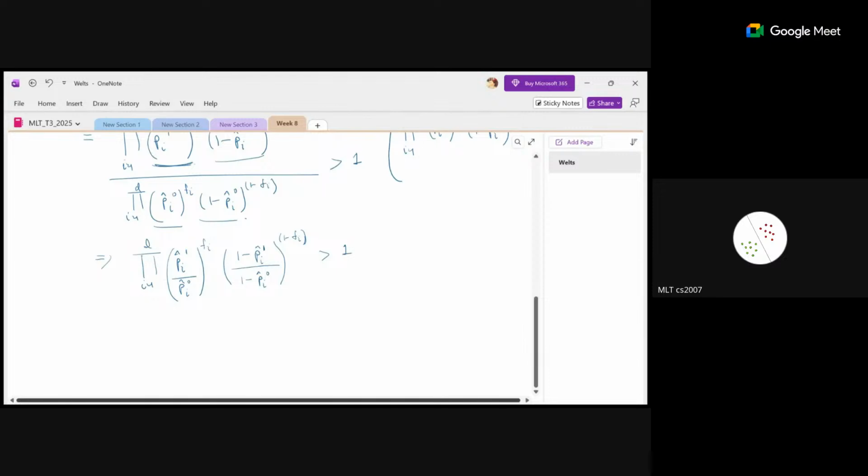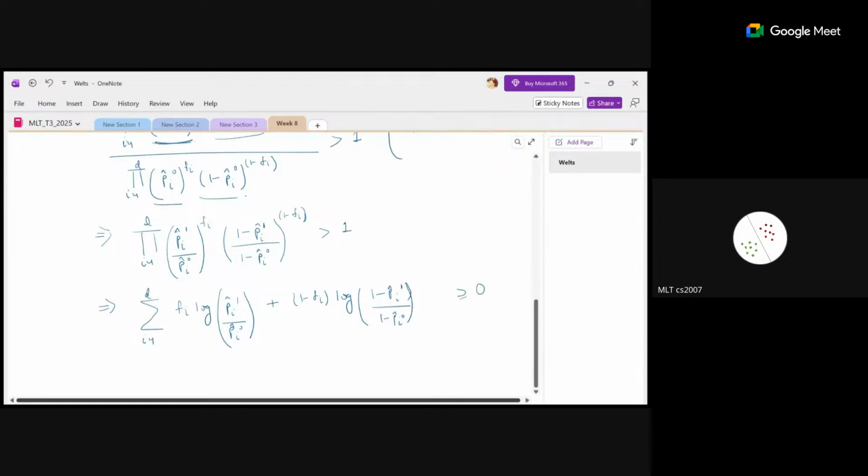Now, if we take the log, my product will get converted to summation, and I can write this to be the sum over i varying from 1 to d of fi log of pi hat of 1 divided by pi hat of 0, plus 1 minus fi log of 1 minus pi hat of 1 divided by 1 minus pi hat of 0. And this has to be then equal to 0.